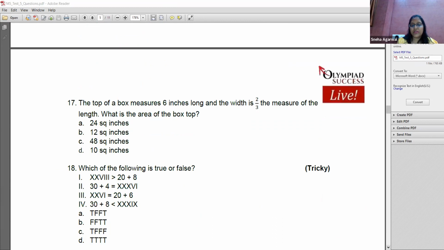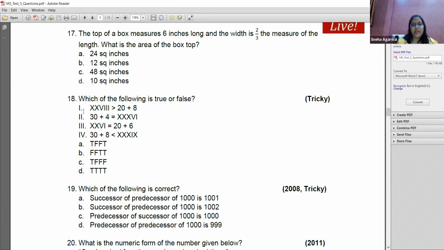Let's discuss the Roman numbers. Which of the following is true or false? Here, what is this? 20, and here we have 5, 6, 7, 8. So this is 28 only. And they're telling you that the left side is greater than the right-hand side, which is again 28. No, this is false. It is equal, it's not greater. Next, 30 plus 4 is written as 3 times this, and this is again false. It's written as 36 here, which is incorrect.